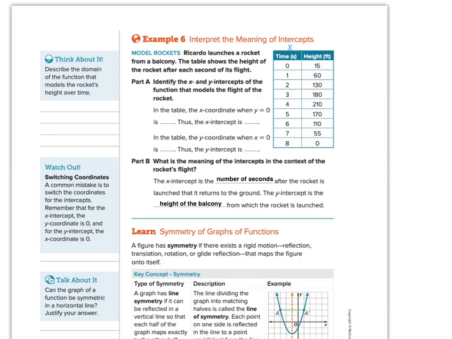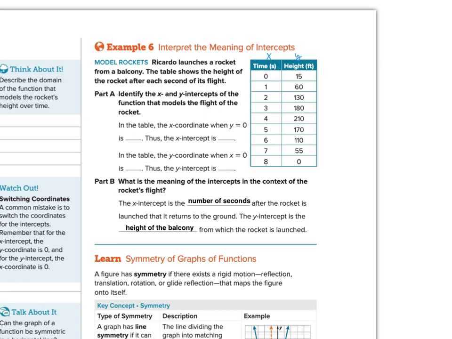So again, presented a function or a table, we have x, y. So interpret the meaning of the intercepts. So Ricardo launches a rocket from her balcony. The table shows the height of the rocket after each second of its flight. So right here we started off 0 at 15 feet, because that's what that height is. So this would be the y-intercept right here. This is my y-intercept, because that is where I started on the y-axis, and then she launched a rocket, and it came down and hit right there after 8 seconds. The height was 0, which is considered my x-intercept.